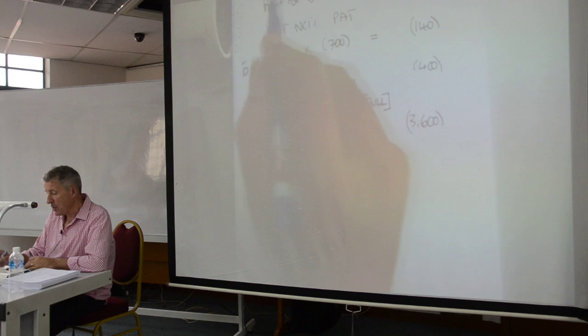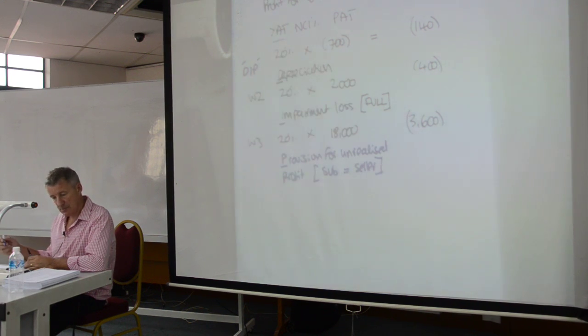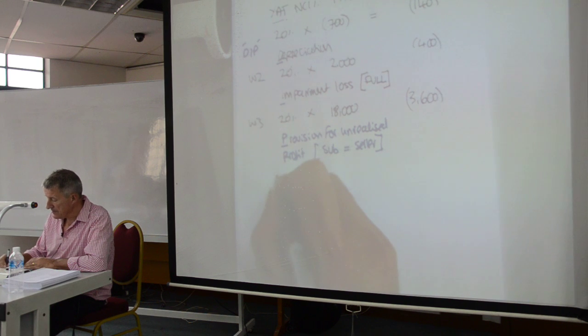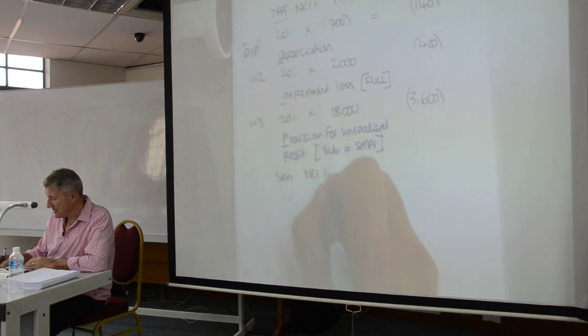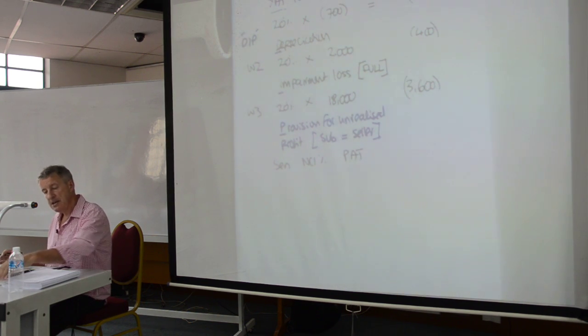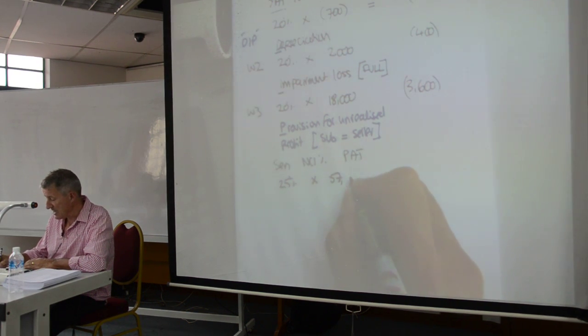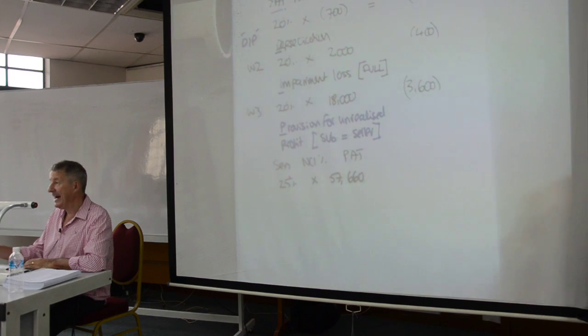Now we've only done it for one sub, that is YAT. We've now got to do it for the second sub. And the second sub is SEN, and again, I want the NCI percentage in the profit after tax. Now for Sen, it was a 75% sub, so this is 25%. 25% of what? 25% of 57,660.